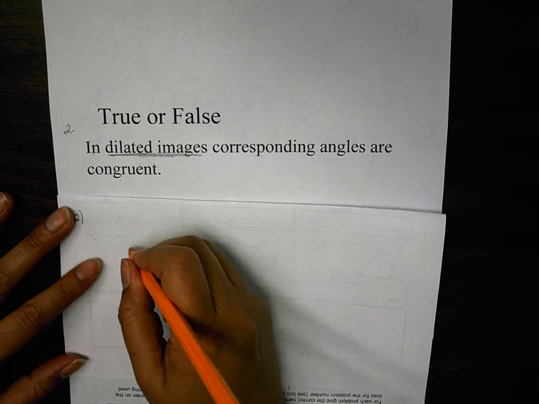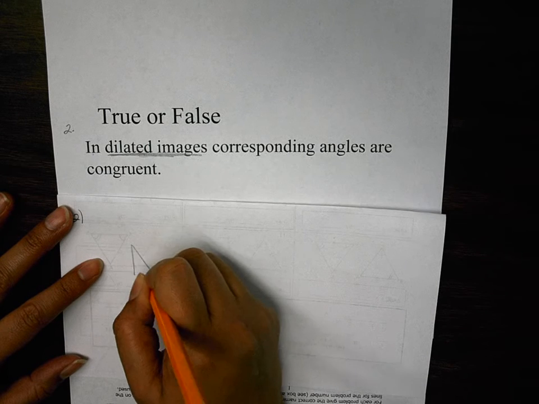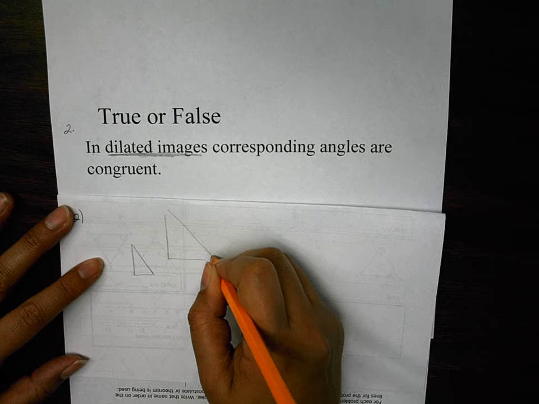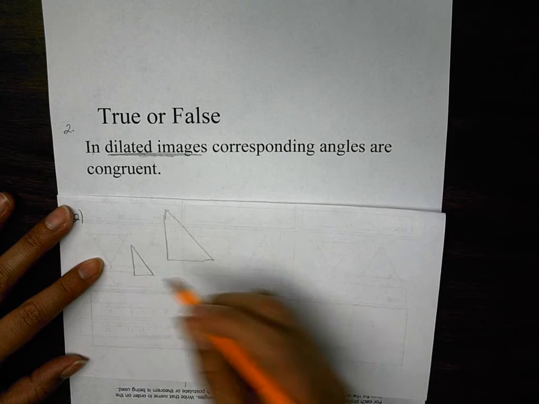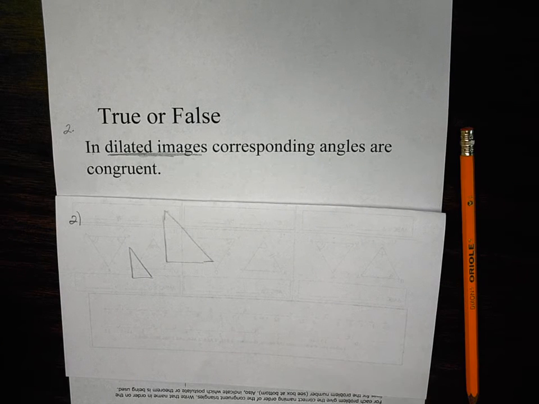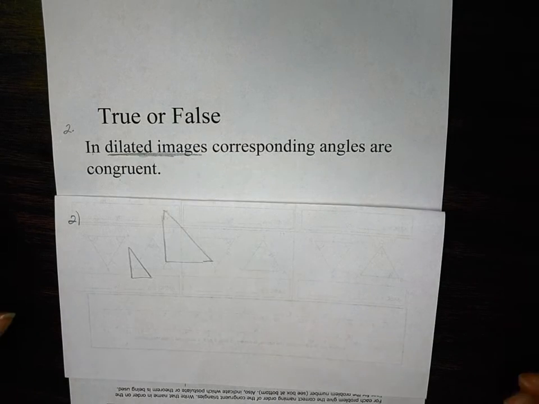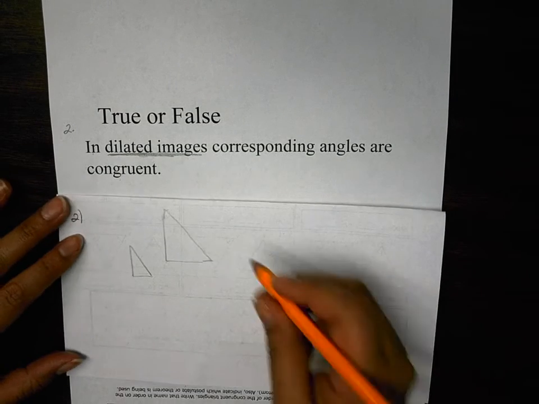So that's something like this, and then you have it bigger. Let me show you, these are dilated images here. All right, so what are corresponding angles? Are they congruent, yes or no?